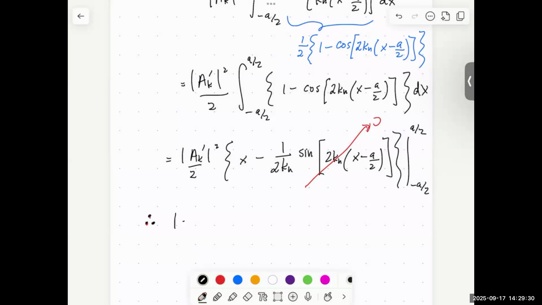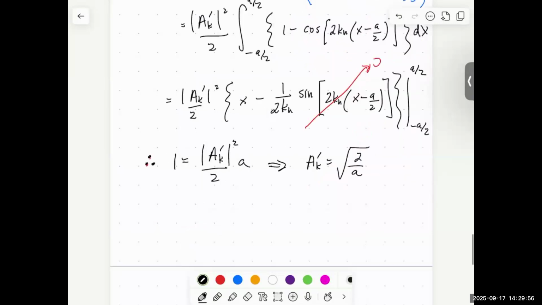Therefore, 1 is equal to A_k prime squared over 2, and then for the x, we get a/2 minus (minus a/2), which just ends up being a. And we can solve for A_k prime, which is root 2 over a. Notice that we labeled our constant with a subscript k because we had this e to the ik in there. But when we do normalization, all that k dependence goes away.